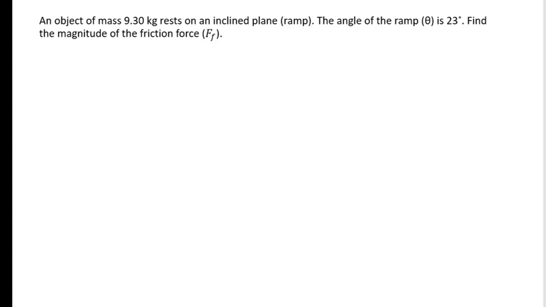An object of 9.3 kilograms rests on an inclined plane. The angle of the ramp is 23 degrees. Find the magnitude of the friction force. So notice the object is at rest. It's resting on the inclined plane. So we know some of the forces are equal and opposite because there's no acceleration. The object is at rest.